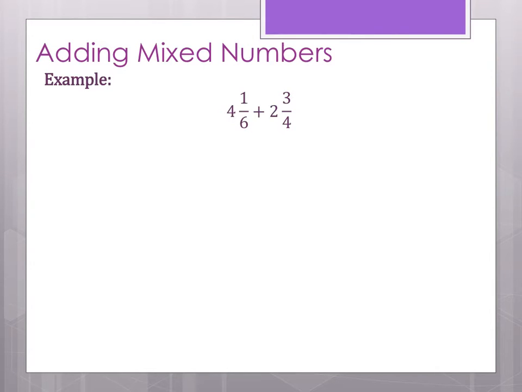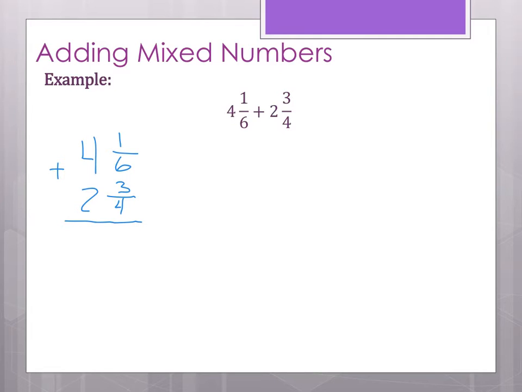So in this example, we have 4 1/6 plus 2 3/4. And the way we like to teach this is to set these addition problems up vertically. Something like this. We'd write it as 4 1/6 plus 2 3/4. Like this, just like we learned how to add and subtract large numbers when we were younger.